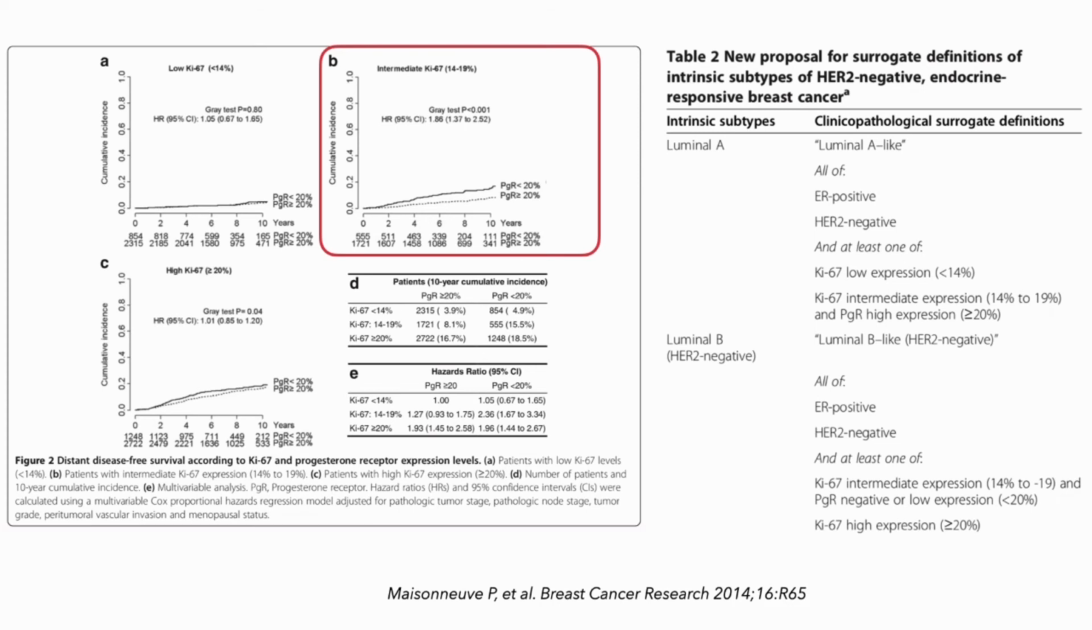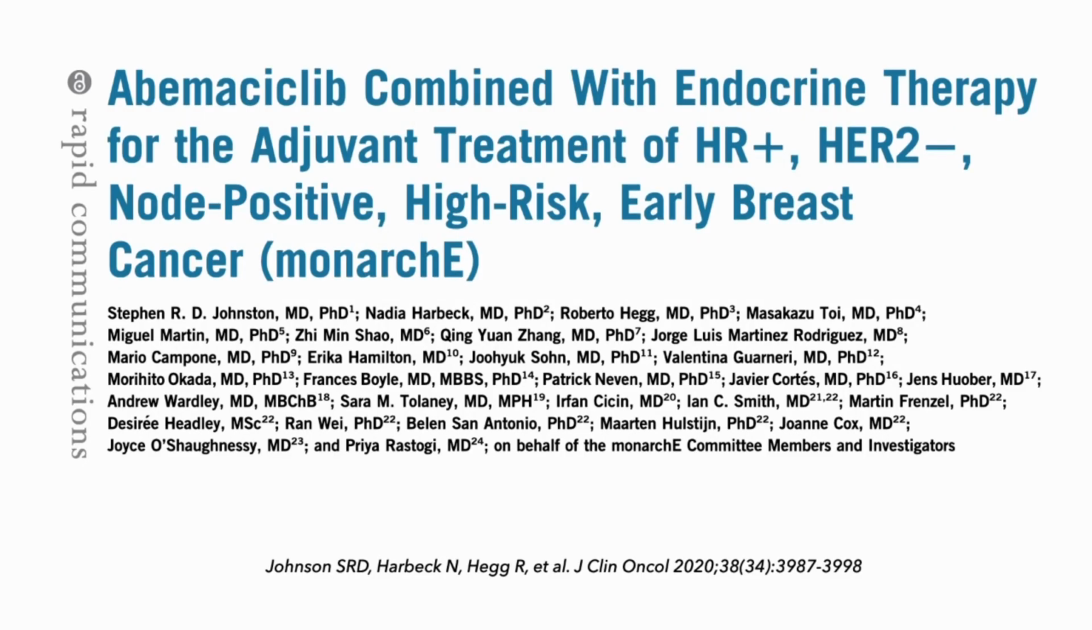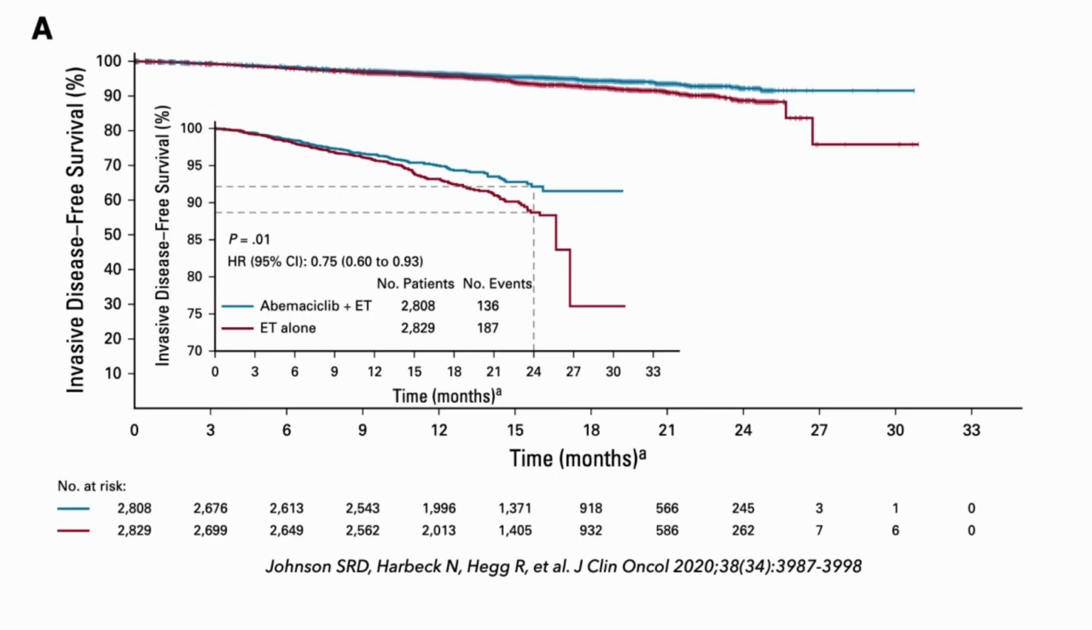Now, therapeutically, the MONARCH clinical trial showed that there is benefit of giving anti-CDK4/6 treatment in patients who are ER positive, HER2 negative with advanced disease, showing survival benefit.